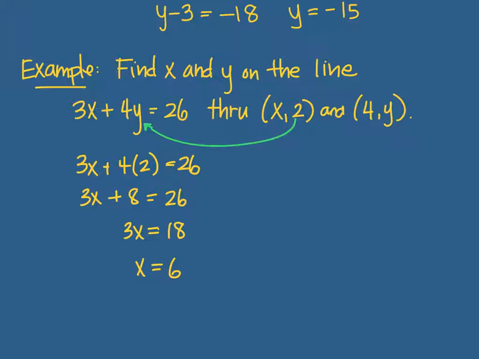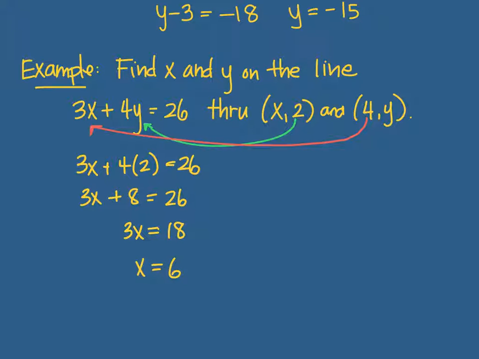What similar method would you use to figure out what y is supposed to be, now that we know what x is? Substitute what for x. All right, so then we're going to repeat the process. And this time we're going to take the 4 and we're going to substitute that for x.